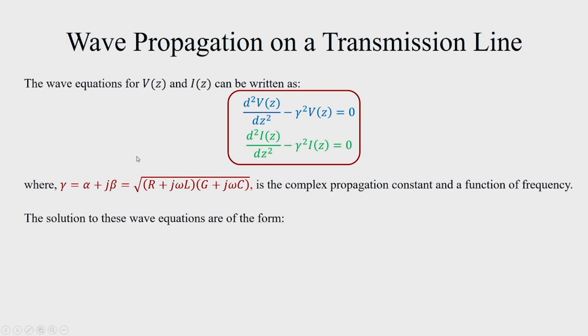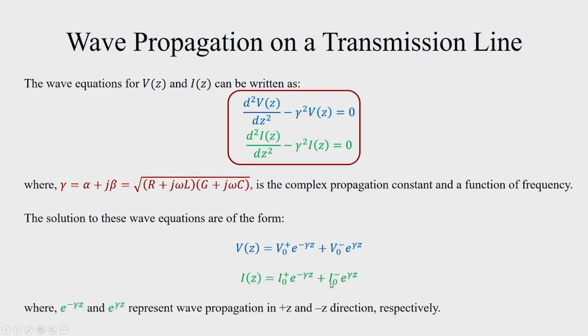Now, solutions to these wave equations are of the form: V as a function of z is V naught plus e to the power minus gamma z plus V naught minus e to the power gamma z. Similarly, I as a function of z is I naught plus e to the power minus gamma z plus I naught minus e to the power gamma z. Here we find that e to the power minus gamma z and e to the power plus gamma z represent wave propagation in the positive z and negative z direction respectively.